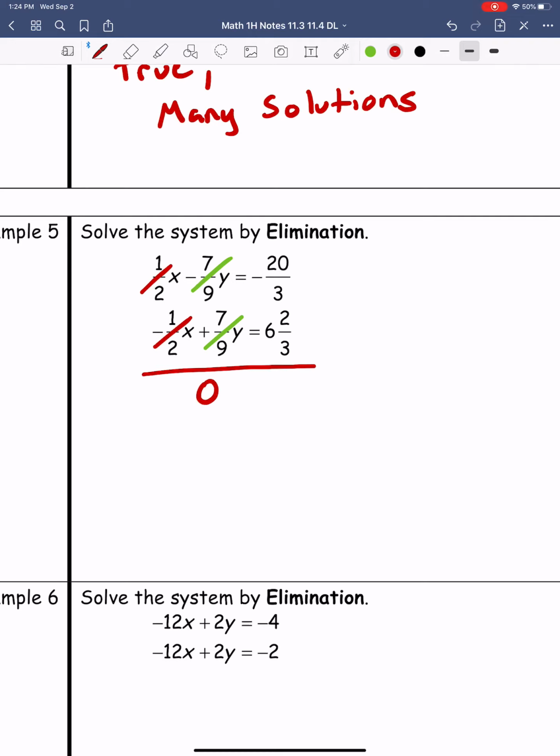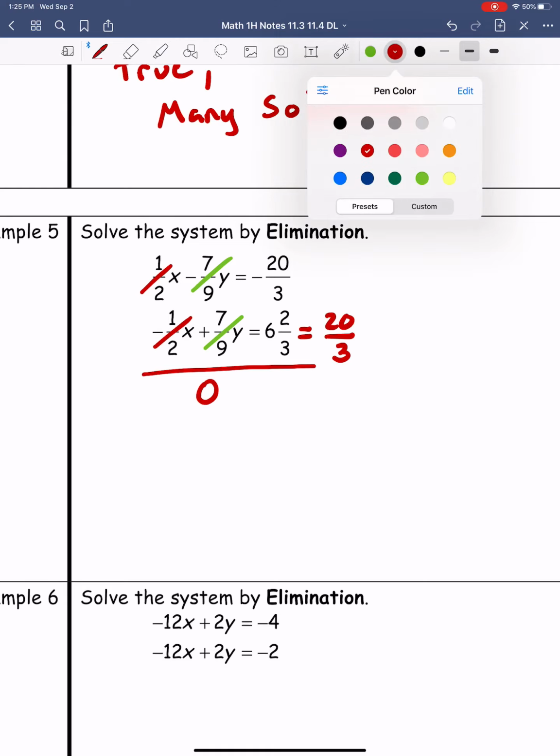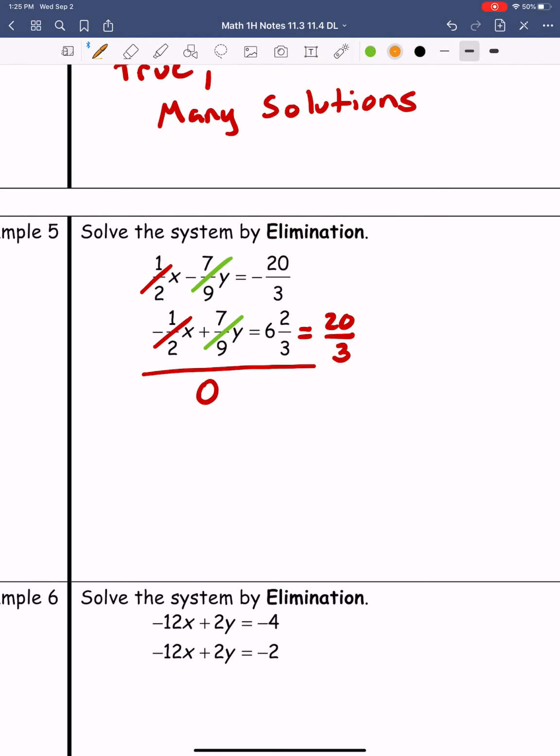And then I have these numbers on the right, and right now they're pretty challenging to deal with because one's an improper fraction and one's a mixed number. So what I'm going to do is go ahead and rewrite this 6 2/3 as an improper fraction, and that would be 20/3. Okay, and so then we can see, in this case, we're also going to have negative 20/3 and positive 20/3, and those things are going to cancel out, and we're going to be left with 0 on that side, and so we get 0 equals 0. And so once again, this is a true statement, which means we have infinitely many solutions.